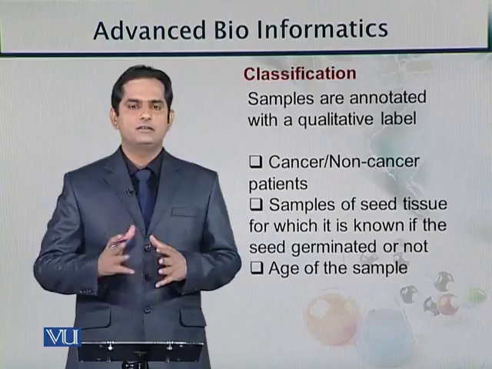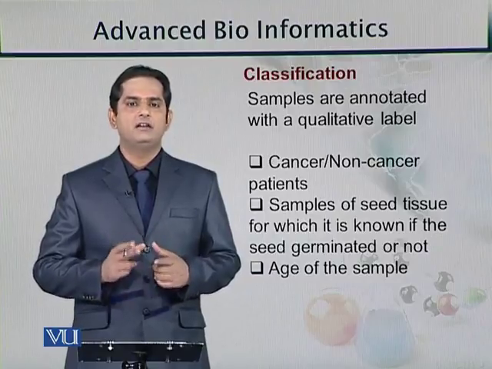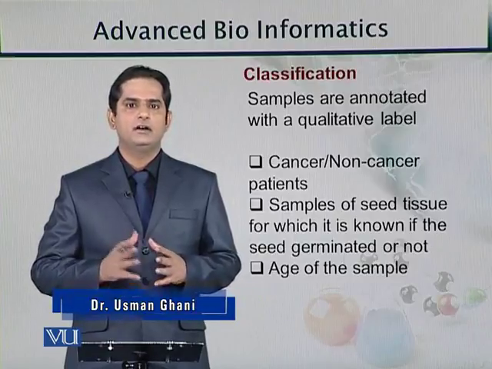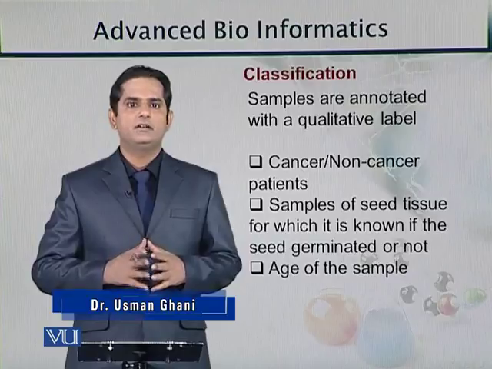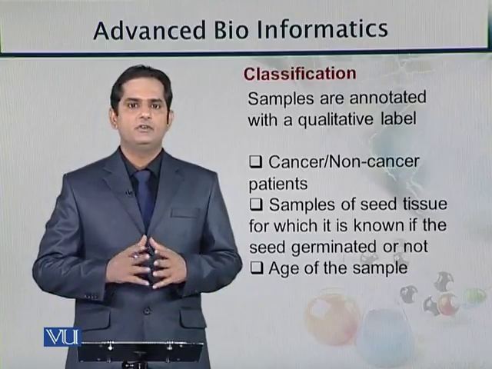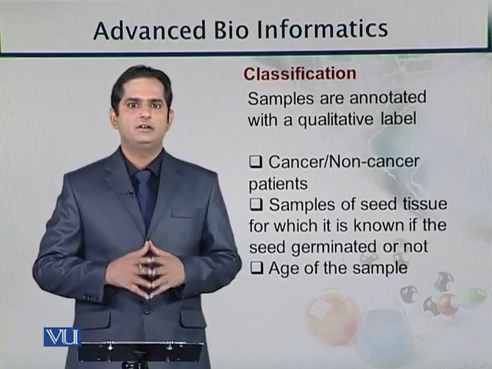So classification can be done at different levels such as binary level. Binary level means that we just say yes or no about a data. For example, we say that either this cell is a cancerous cell or non-cancerous cell. Similarly, we have some seed which is germinated or cannot be germinated.